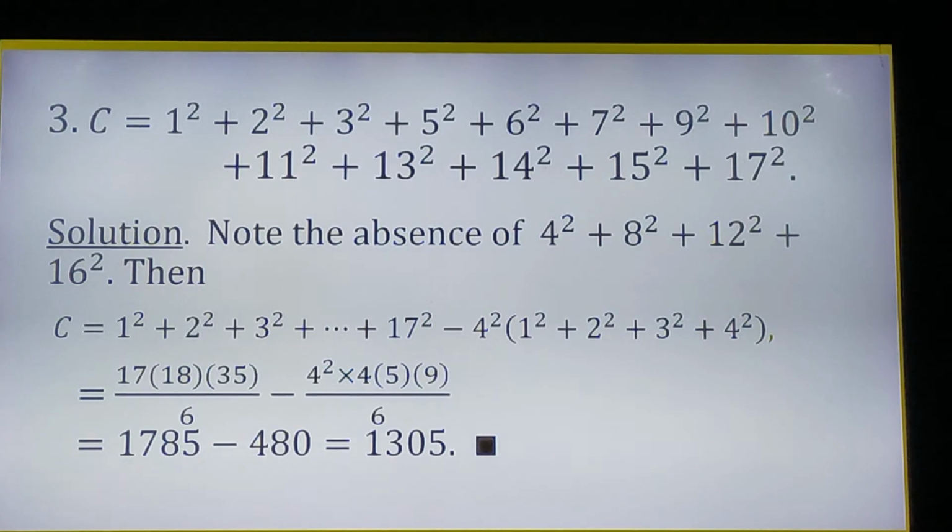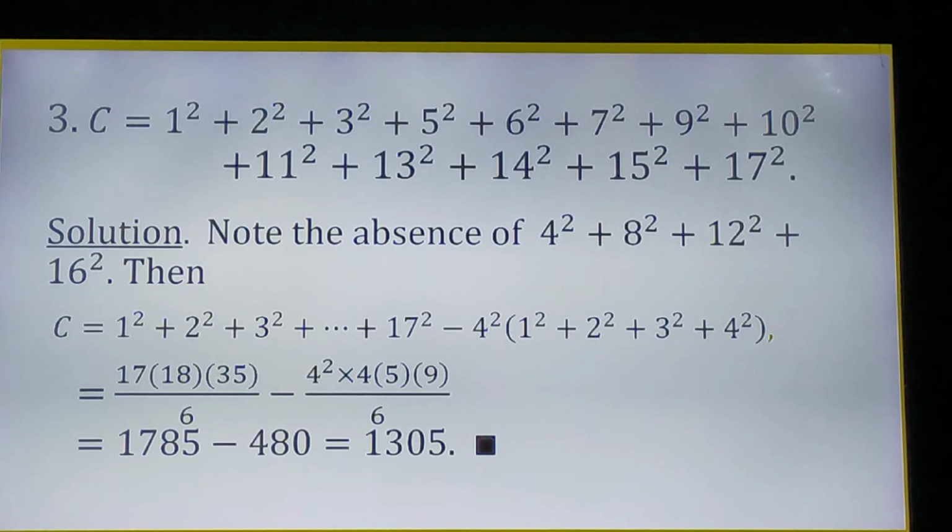Or in this solution, we have written it as minus 4 squared times 1 squared plus 2 squared plus 3 squared plus 4 squared. Okay, so the sum of the first 17 squares is equal to 1785, and the sum of the subtracted part, 4 squared times the sum of the squares from 1 to 4, is 480. So the final answer is 1305.